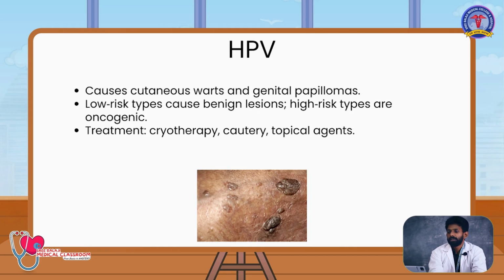Human papilloma virus. They usually present in the form of warts and genital papillomas. The transmission is through direct contact or sexual transmission. The low risk types present with skin warts, and the high risk types are oncogenic. The diagnosis is clinical, and biopsy is done if it is atypical. The treatment is cryotherapy and cautery.